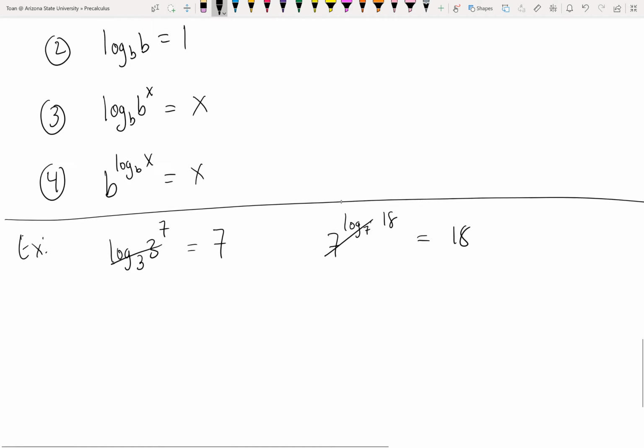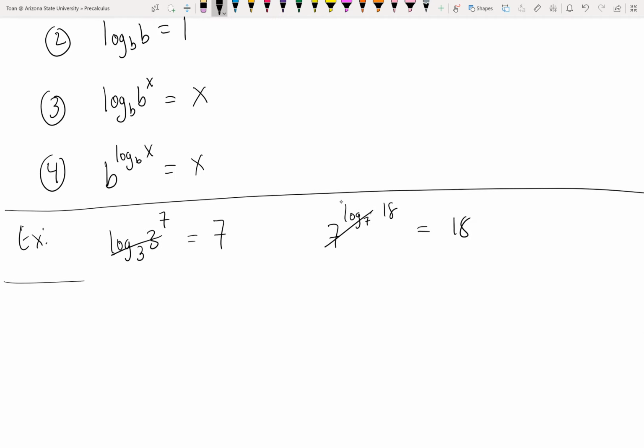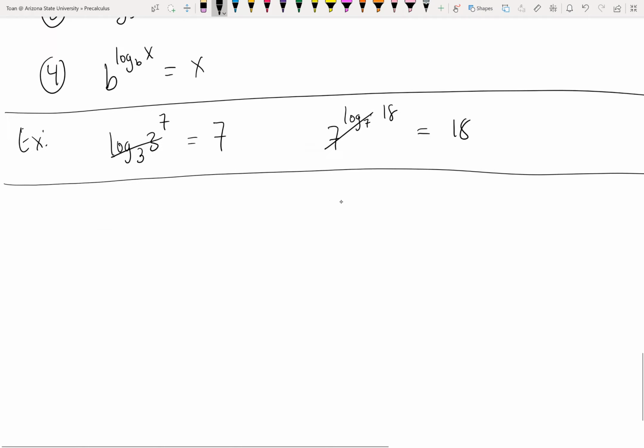I want to finish off by giving you some special notations and definitions. Logarithms, you guys can see, can take on any base as long as it's not negative or 0 or 1. However, the two most frequently used bases are base 10 and base e. So if the base is 10 or base is e, since we use them so much, we give them special names.